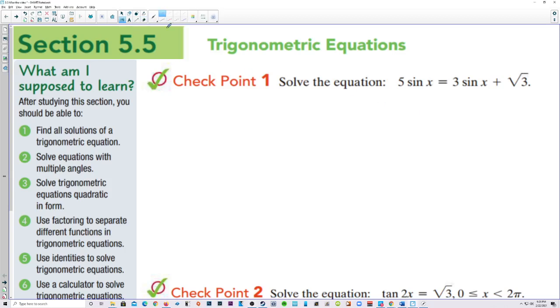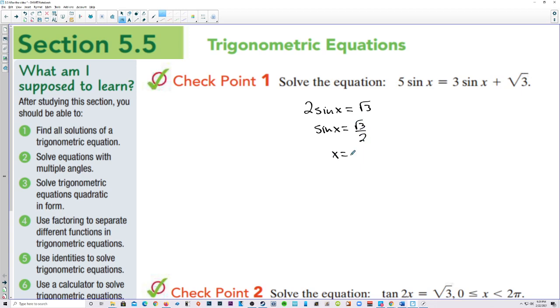This is section 5.5 on trigonometric equations. We're going to solve the equations. On the first one, we're going to subtract the 3 over, and we get 2 sine of x is equal to square root of 3. Then we're going to divide by 2. So we get square root of 3 over 2.